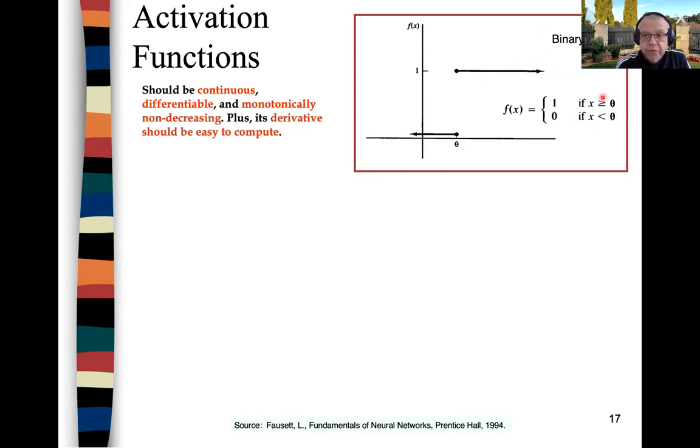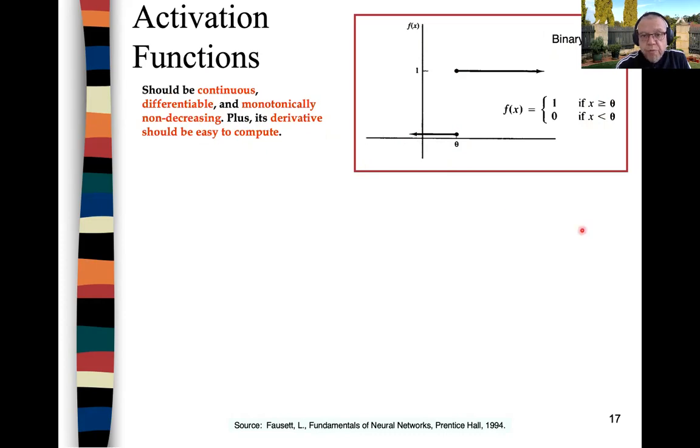Okay, this is the formula. But our activation function, when we want to use backpropagation, we want it to have these properties. We want it to be continuous, differentiable, and monotonically non-decreasing. And we also want its derivative to be easy to compute.